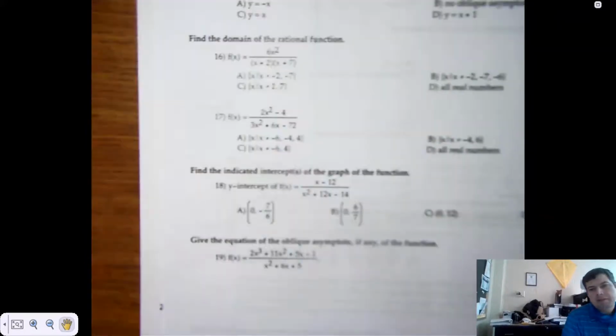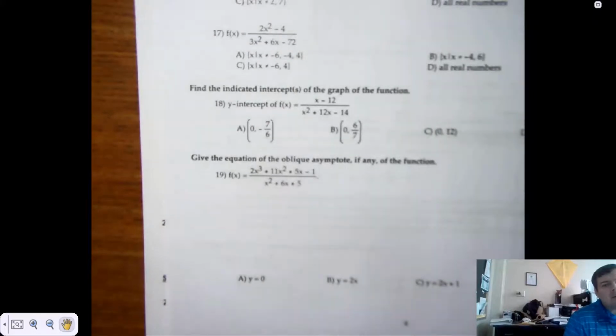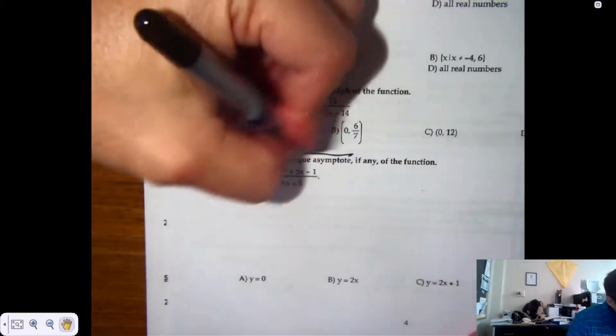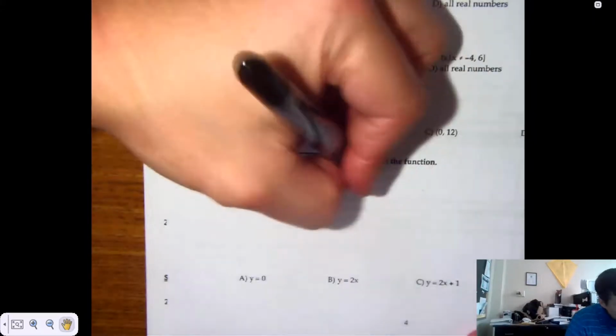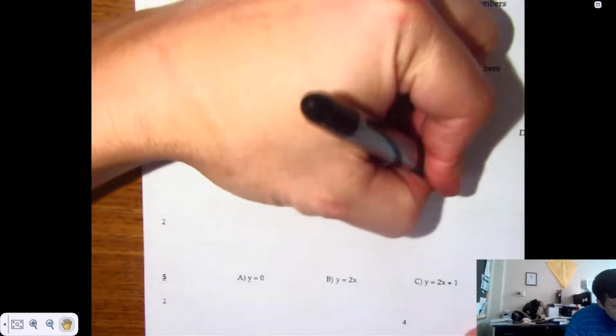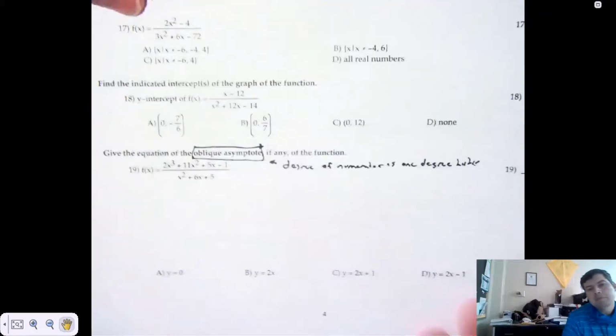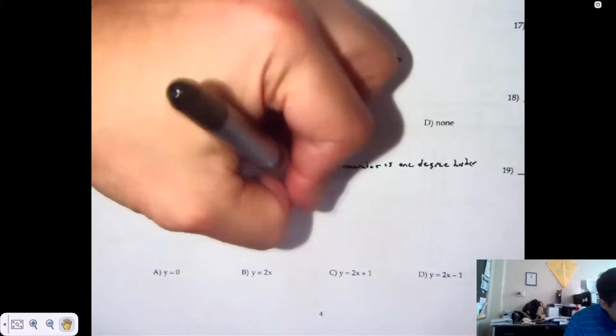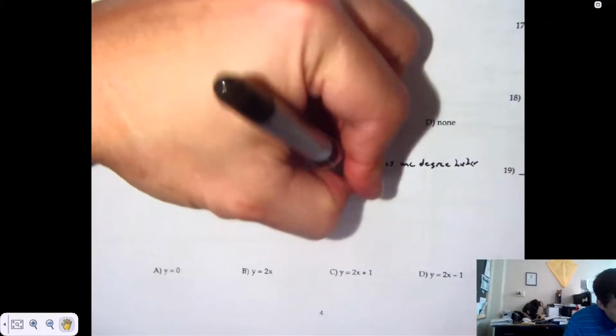The oblique asymptote. The deal on this is the degree of the numerator is 1 degree higher. And what we do is we do long division. So, long division.